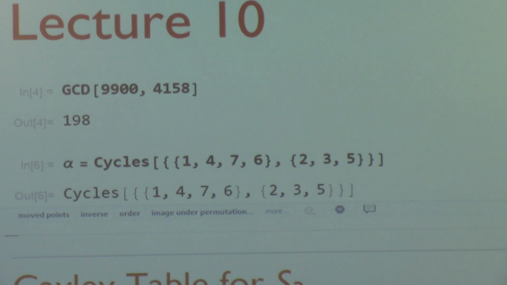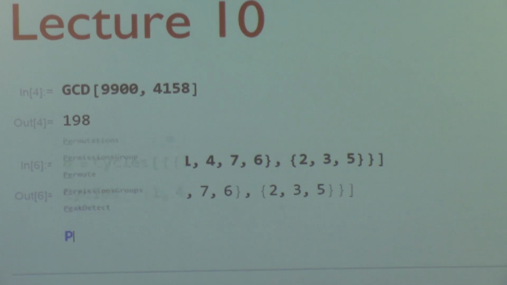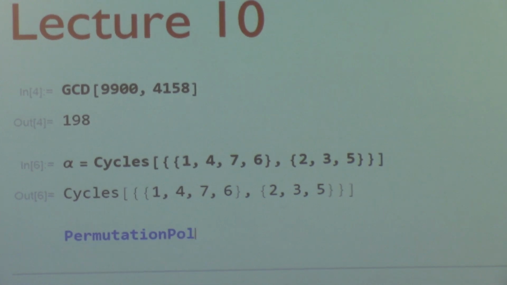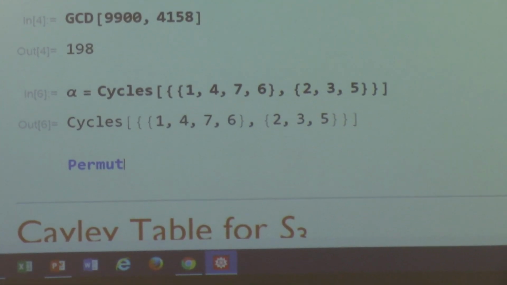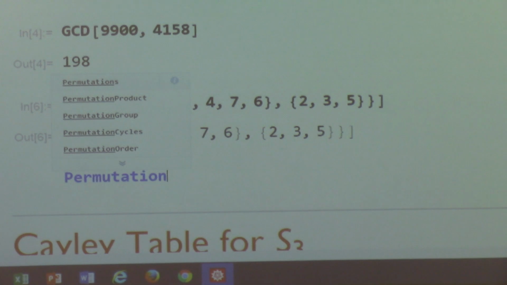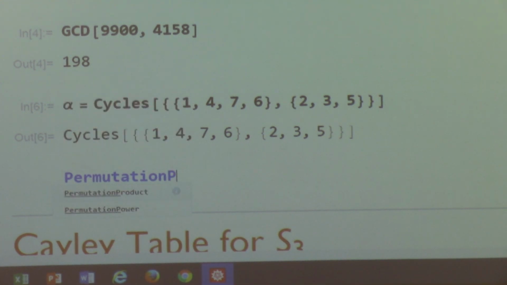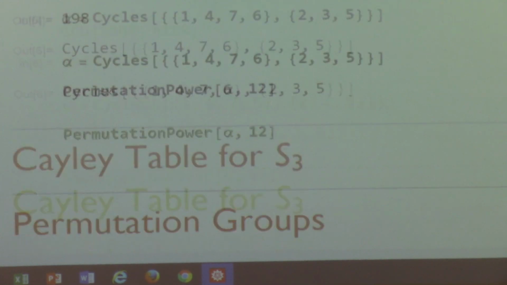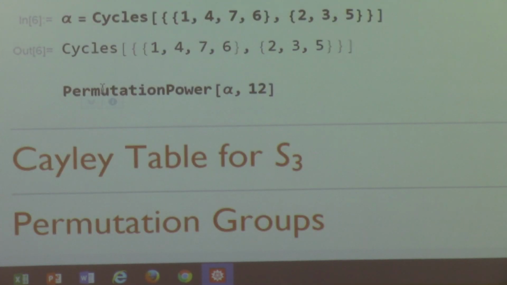Call it alpha. There's a command called permutation power. Spell it right. Oh, I thought it was permutation power. Well, there's permutation product. Oh, there's power. I see it right now. Permutation power. Put the thing in there and raise it to whatever power you want. This should be the identity, which Mathematica, I think, represents with the word cycles and empty curly braces.